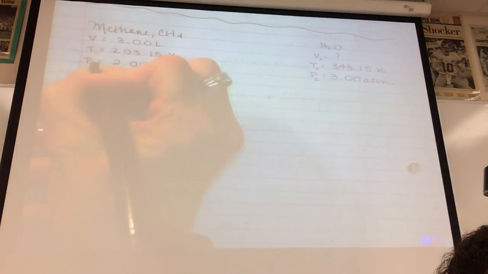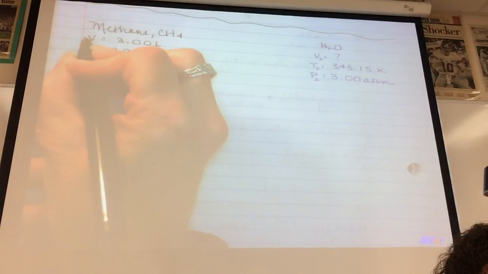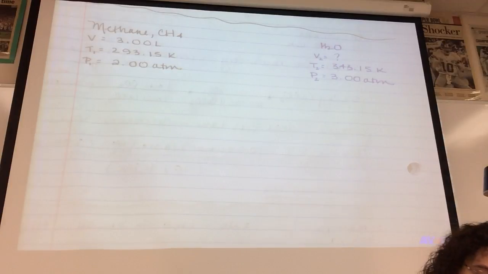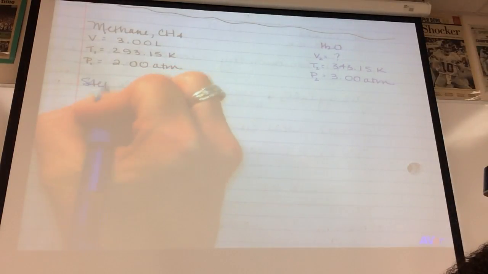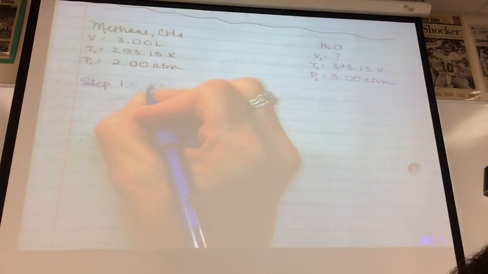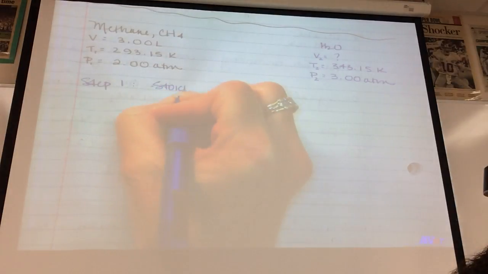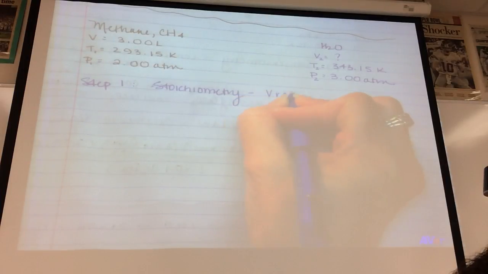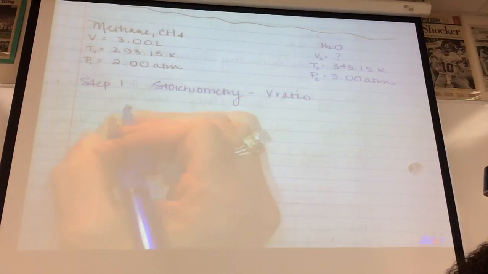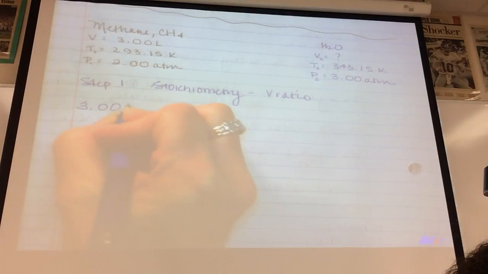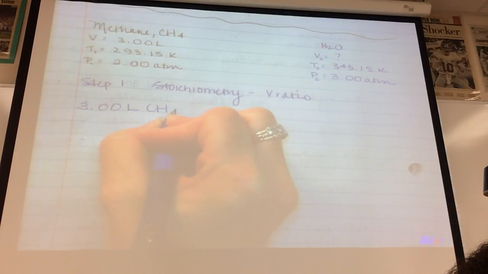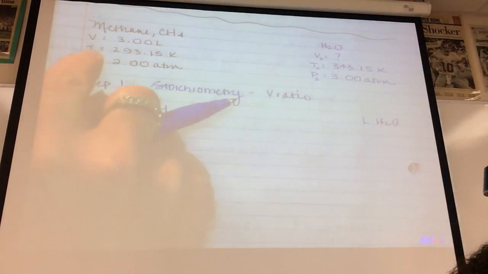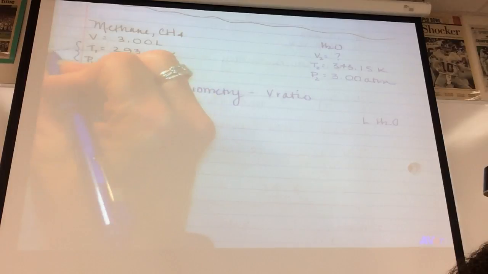This will represent the first set of conditions, but not for water. So the first thing we're going to do in step 1 is do the stoichiometry in regard to volume ratio. And that will allow us to convert from the volume of methane to the volume of water under the first set of conditions.